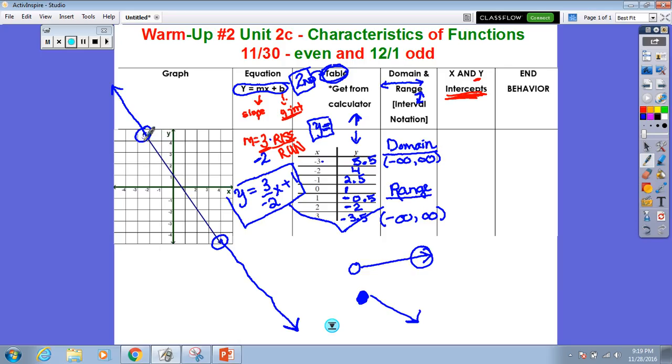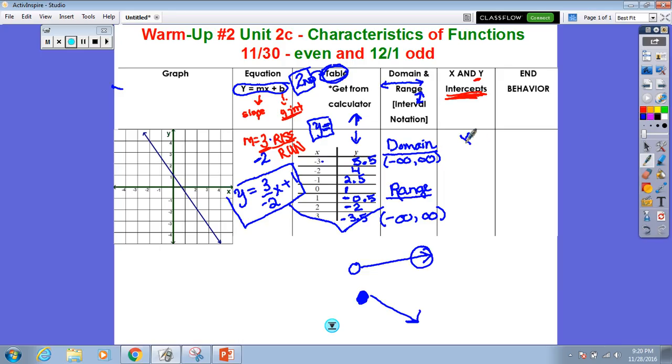Otherwise, if your graph looks like this and it has arrows on both sides of the graph, your domain and your range are always negative infinity to positive infinity. Okay? I hope that cleared that up with you guys just a little bit. Alright. Now we need to do our x and our y-intercept. So I'm going to clear up my graph again because we need to be able to look at it carefully.